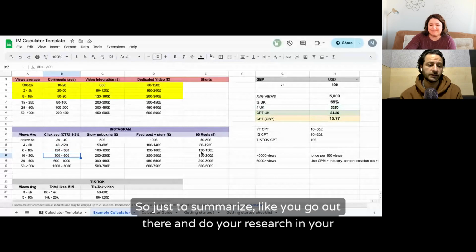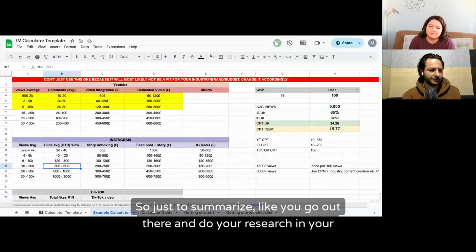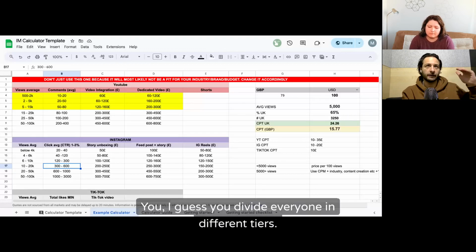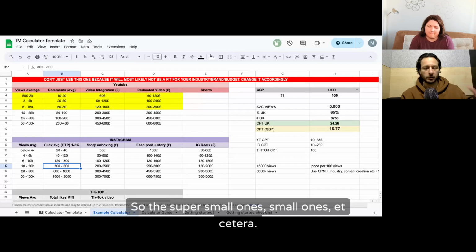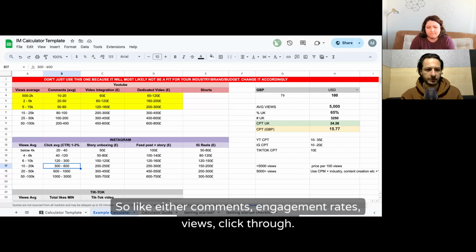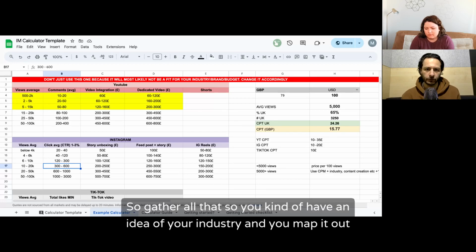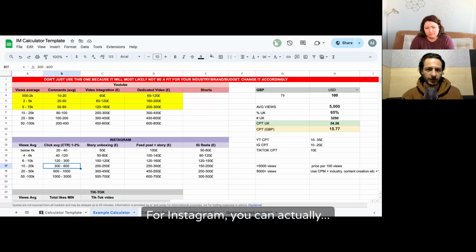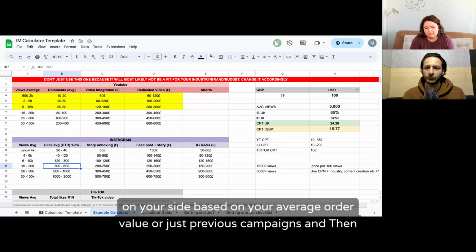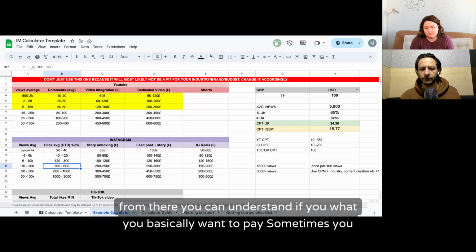Yeah, 100%. So just to summarize, you go out there and do your research in your industry. You divide everyone into different tiers: the super small ones, small ones, etc. And you collect information like comments, engagement rate, views, click through, so you have an idea of your industry and you map it out here. For Instagram, you can backtrack to understand how much you should pay based on your conversion rate on your site, your average order value, or previous campaigns. And from there, you can understand what you basically want to pay.